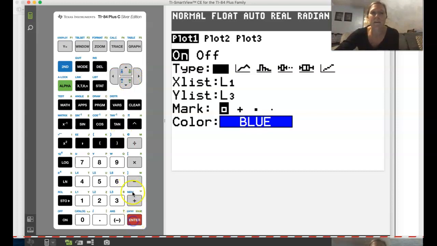And then here we have list 1 is our X. I need to change my list 2 to my Y. So if yours are any different, you have to hit second and then 1, 2, 3, the numbers there get you your list names.